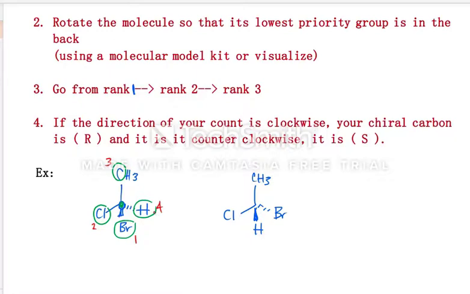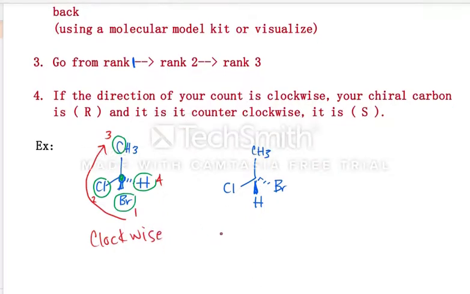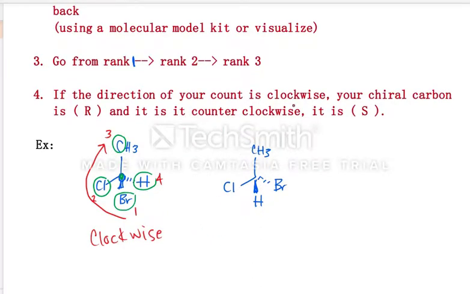And so let's start counting. Hydrogen is already in the back, so we can leave it where it is, and we can start counting. 1, 2, 3. We're going 1, 2, 3. Am I going clockwise or counterclockwise? I'm going clockwise. Let's write that down, clockwise. And if we are going clockwise, that means that the configuration here is R. So this is an R molecule.